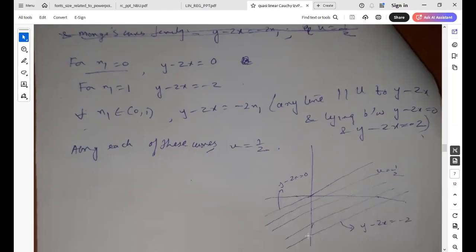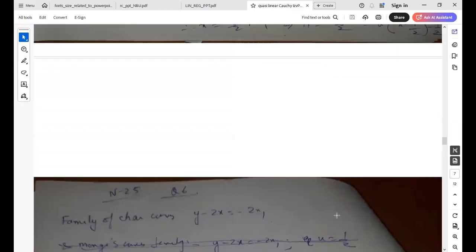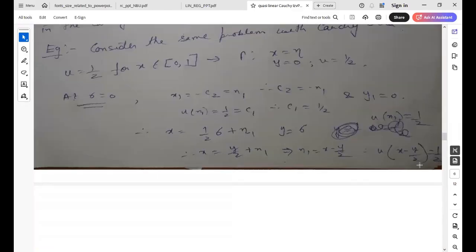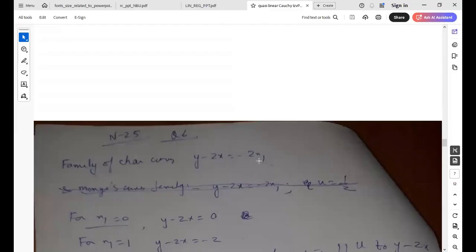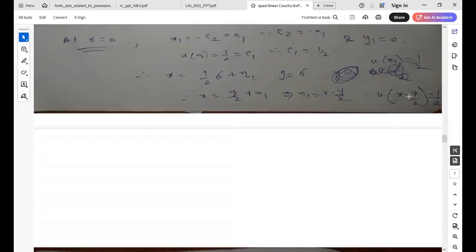This is the result of the whole bunch of characteristic curves found for different values of eta 1, and across any of these curves, what did we obtain? We obtained u as a function of x minus y by 2 equals half. That is, whenever the input is of this form, u will take the value half. This is nothing but the line y minus 2x equals 0. So along this characteristic, y minus 2x equals any value, u is remaining fixed, equal to half.